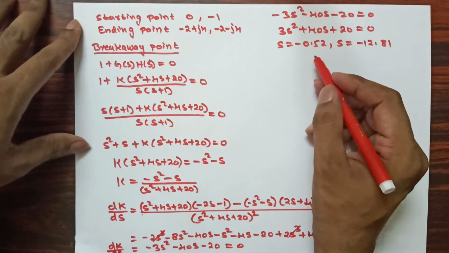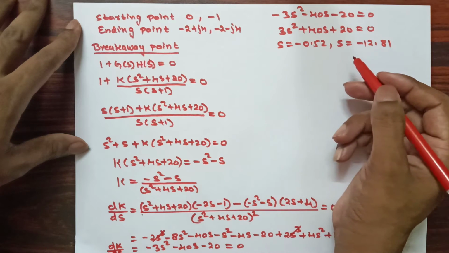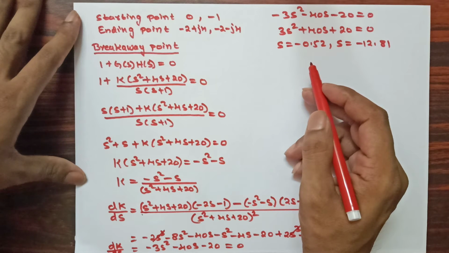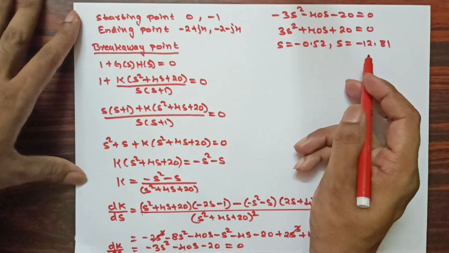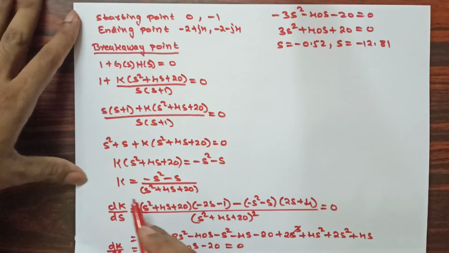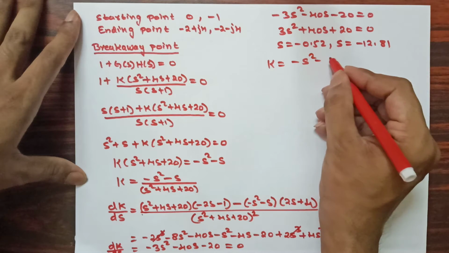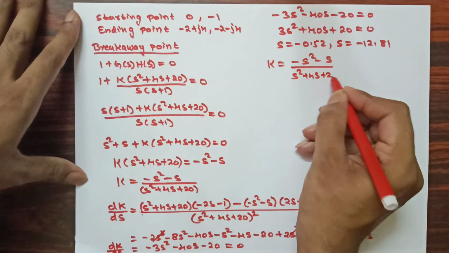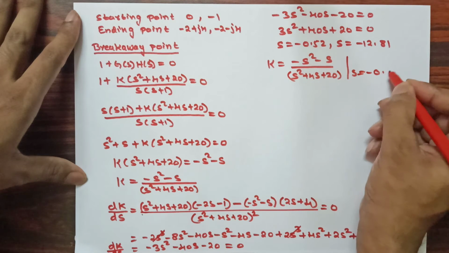I need to check whether these breakaway points are valid or invalid by substituting in the K equation. As we know, if we get complex breakaway points, then we need to check validity by the angle condition, but here I am getting both real values, therefore I am going to check whether the breakaway points are valid or invalid by substituting in the K equation. So here I consider K equal to (s squared minus s) divided by (s squared plus 4s plus 20). First I consider the first value, s is equal to minus 0.52.